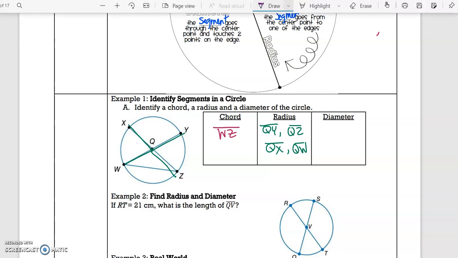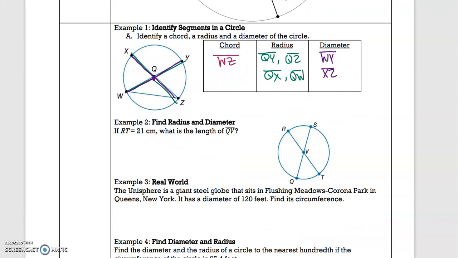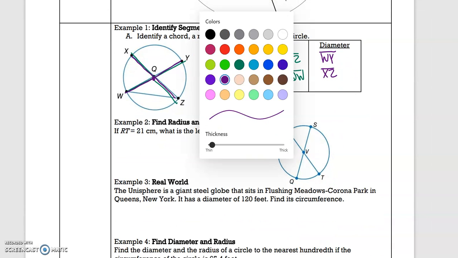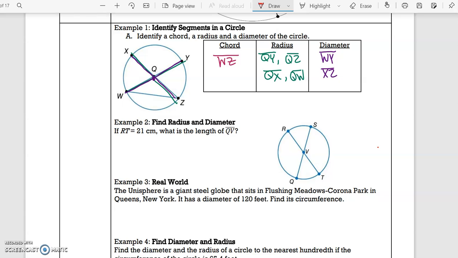Diameter is going to go across and go through the center. So WY is one diameter, and then the other direction here, XZ, would be another diameter. So now we're going to go ahead and find radius and diameter with the information given to us here.